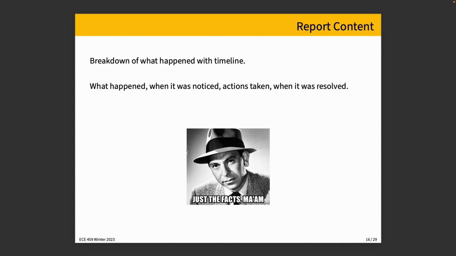Or just the facts, ma'am. Which apparently the character here, Joe Friday, never said in the show Dragnet. It's like, beam me up, Scotty. Captain Kirk never says that. The closest he gets is, Scotty, beam me up. And so people kind of just get it wrong.